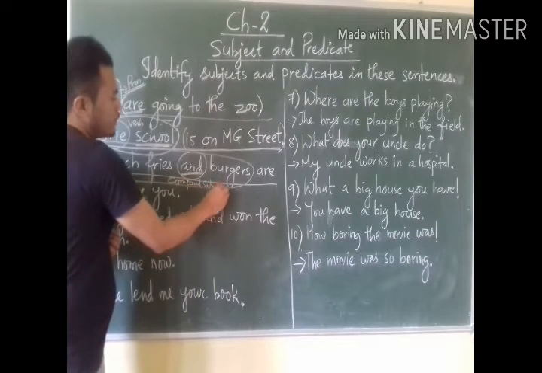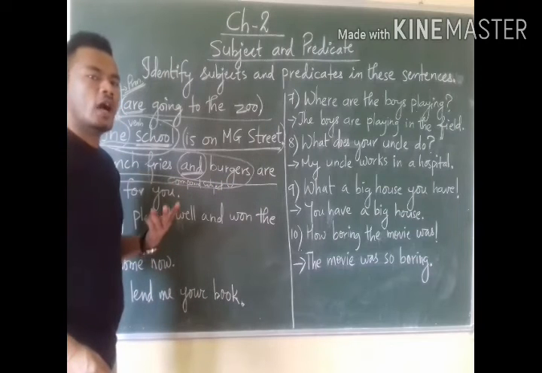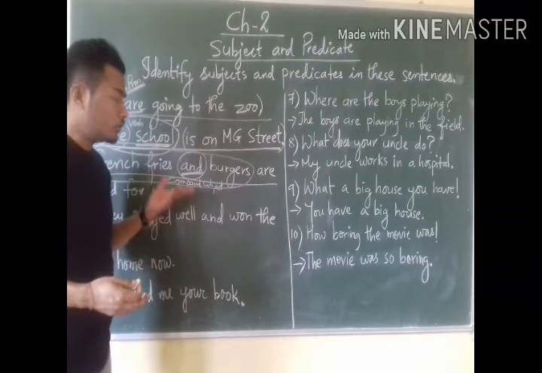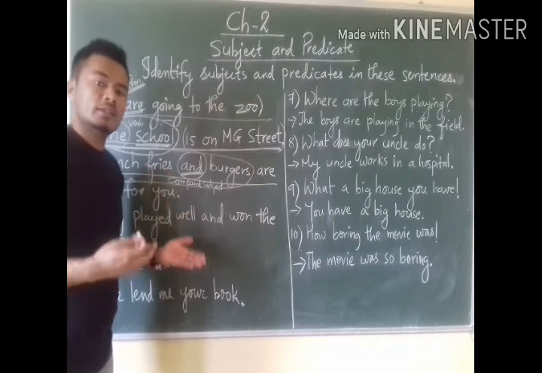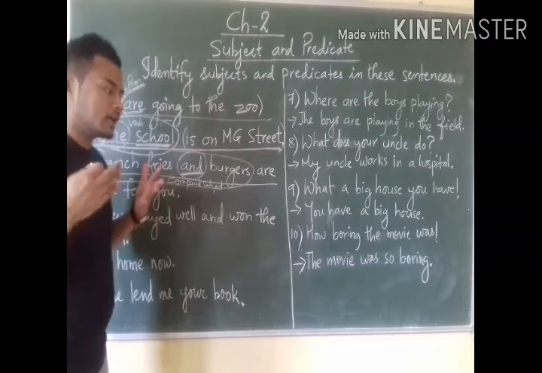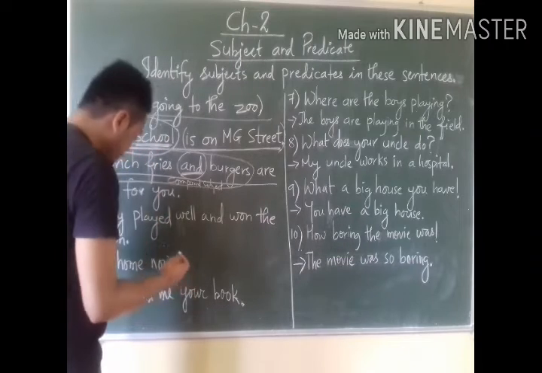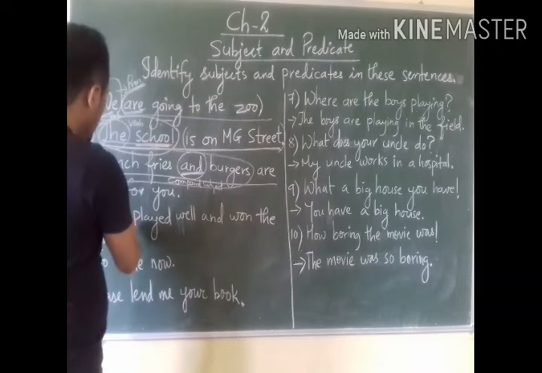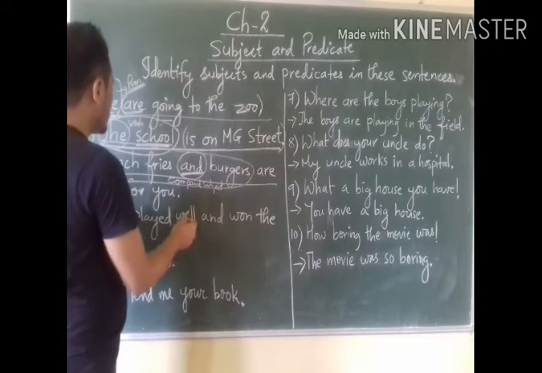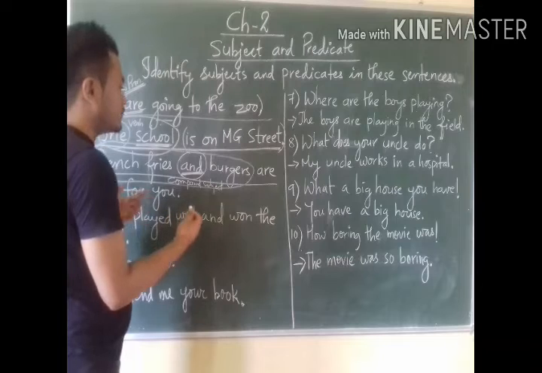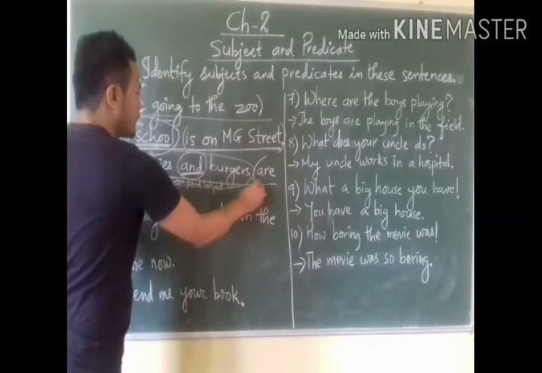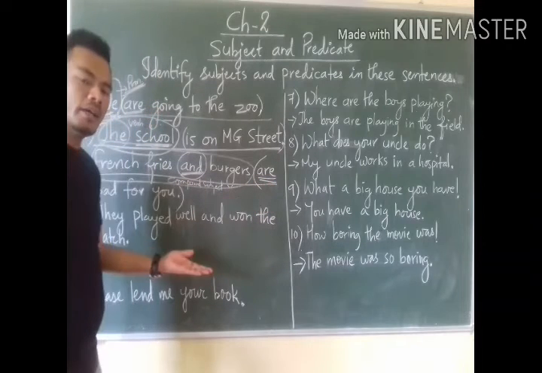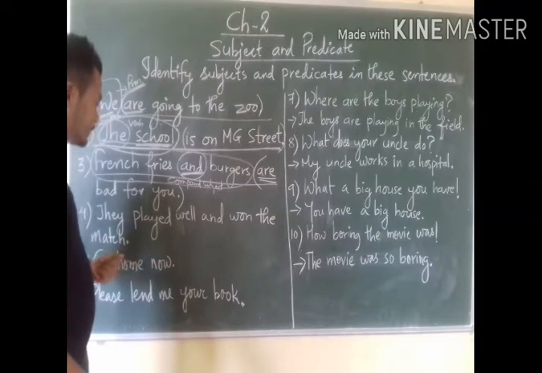Okay. As I have already told you, if the sentence is written about two or more nouns, not only two nouns, two or more nouns, then the subject can be called a compound subject. Okay. Now come to the predicate. What is said about the subject? French fries and burgers are bad for health. Are bad for health is the predicate. Here, are is the verb. So after the verb, the rest of the words are the predicate.